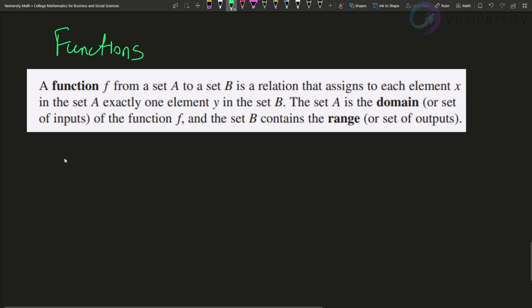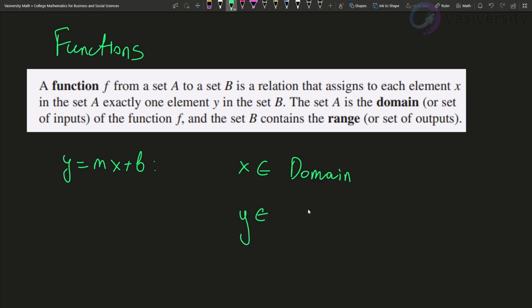And what would be an example? So we have y equal to mx plus b. So we have that x belongs to the domain, and every x value corresponds to a y value. So y belongs to the output, which is the range, right? This is input. This is output.